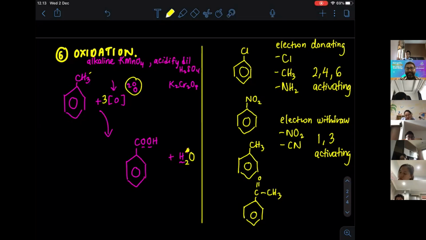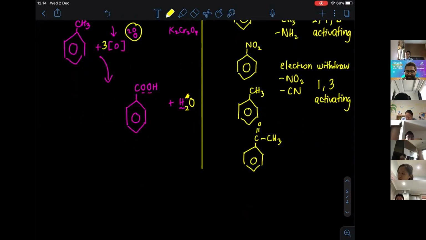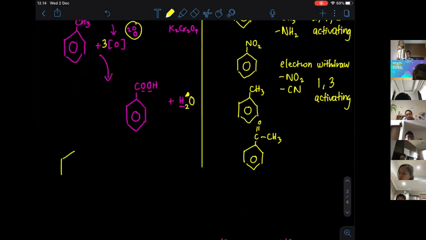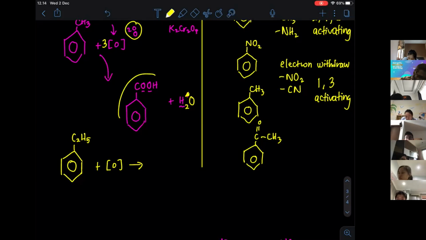Now, questions have come out where they ask you something like this. So you need to always look out for the type of questions that they will ask. Let's say I have C2H5 instead of CH3, and I'm going to oxidize it. I want to know what the product is going to be. Am I going to get a product with 2 carbons, or a product with 1 carbon? Jody, what is your guess? Are you still going to get this, or are you going to get something else? Jody?